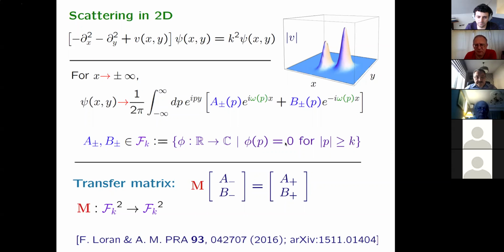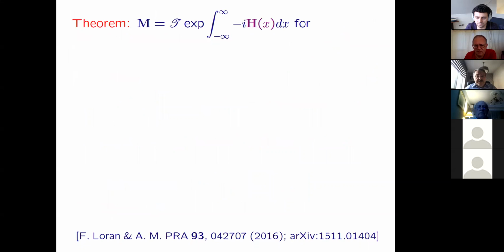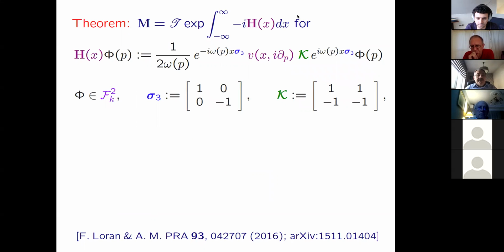So you might say, well, you can define anything you like, but is it useful? So the first property of this transfer matrix, which is completely counterintuitive, is that it can be expressed in terms of a time-ordered exponential, exactly like in the one-dimensional case. The Hamiltonian H is a 2x2 matrix Hamiltonian, but its entries again involve operators. In general, it's a 2x2 matrix with integral operator entries. This is the definition. Phi is a test function from this f_k squared two-component wave function space. Sigma 3 is the diagonal Pauli matrix. K is this matrix.